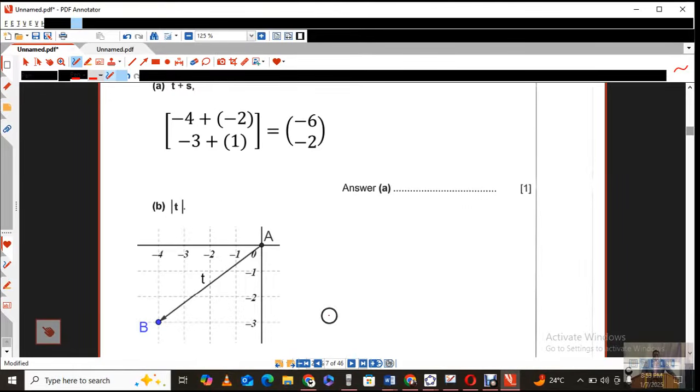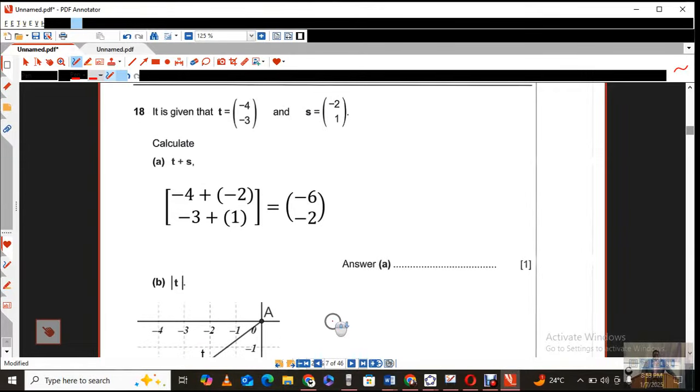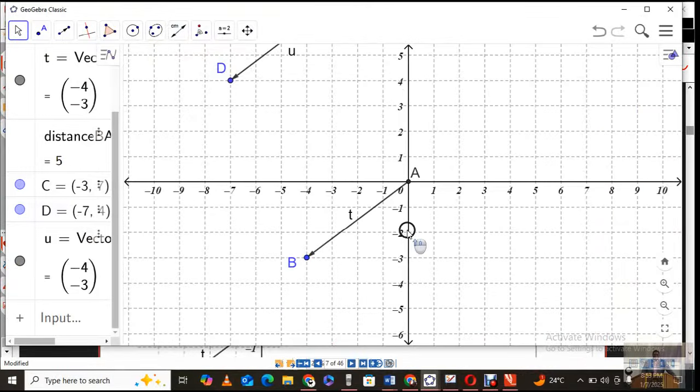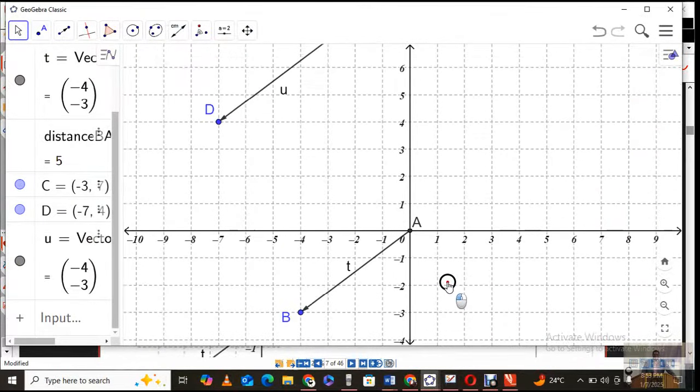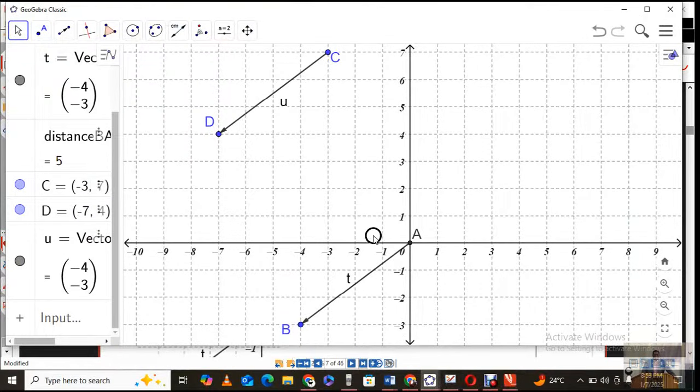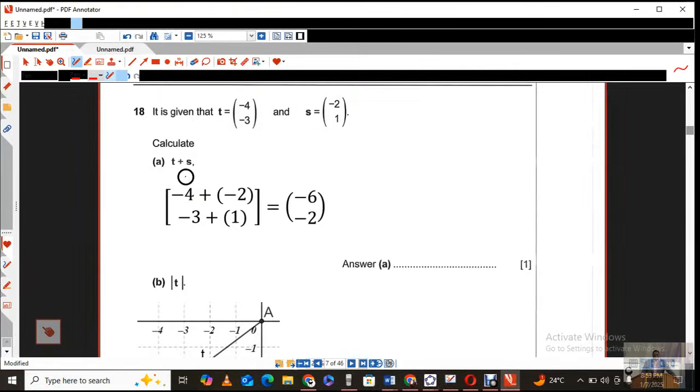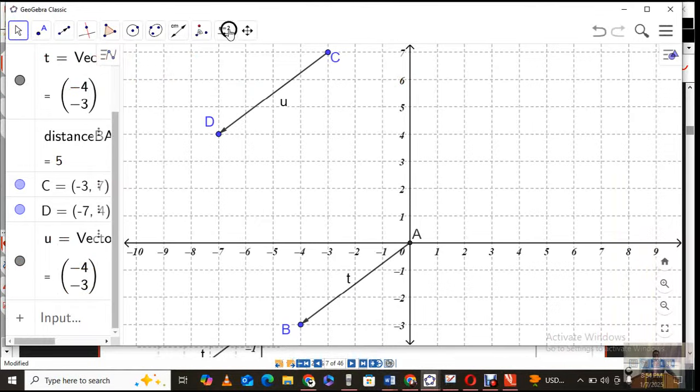Now, when they are talking about vector t, it has components -4, -3. So I'm going to go to the diagram. I want to explain what this vector is called, a free vector. Here I drew vector t for you. Vector t is nothing but -4 in the x direction and -3 in the y direction. The x direction means it goes to the left, and minus here means it goes down.